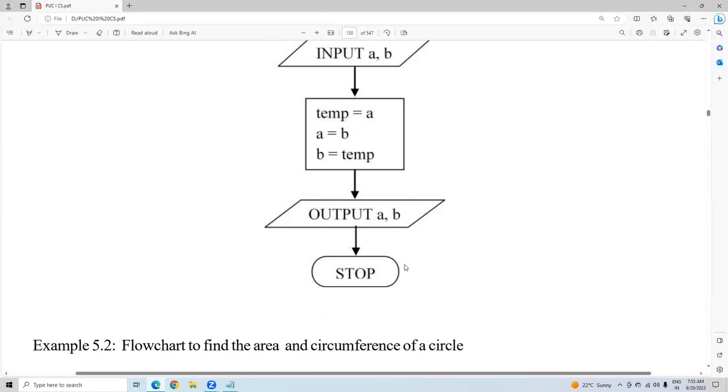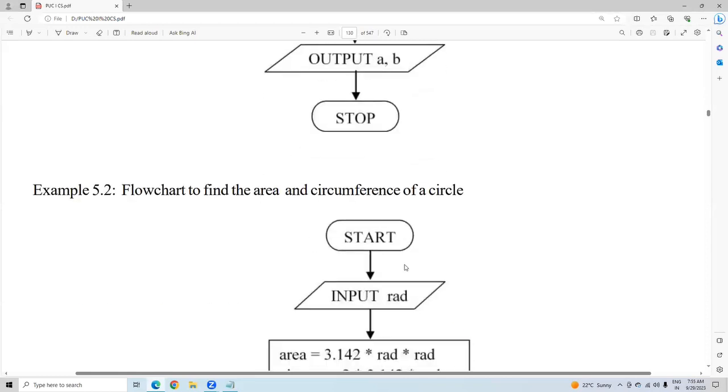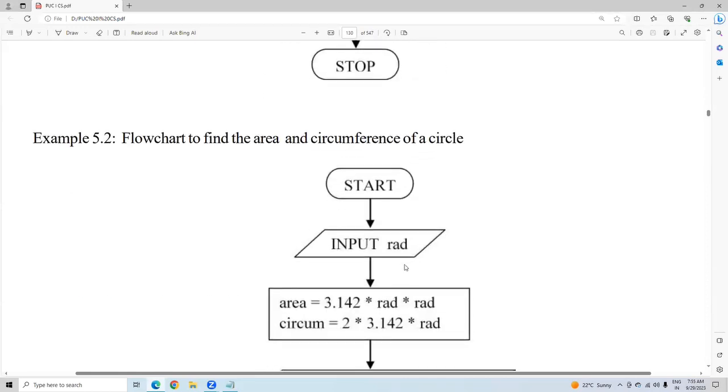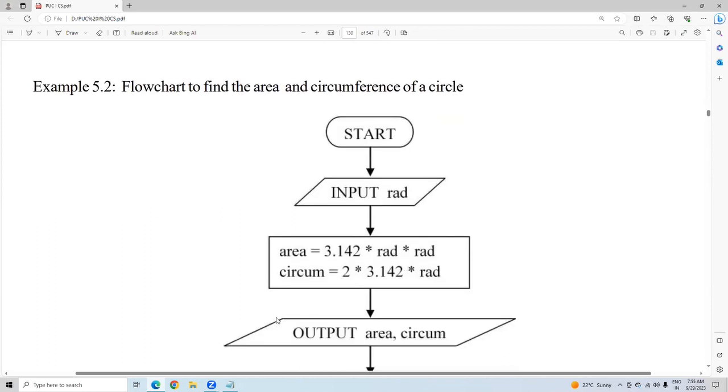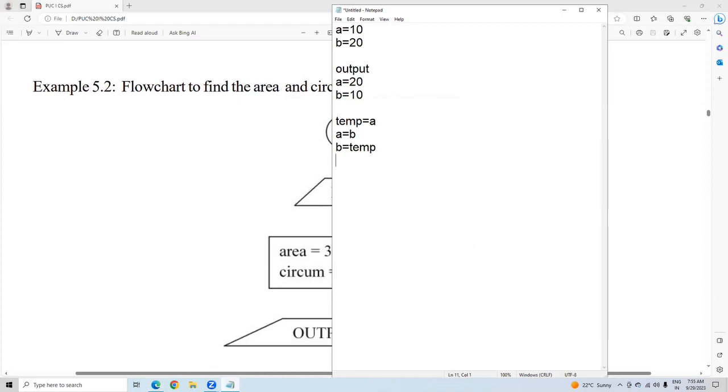Before you go to that, what you should know? Area of circle and circumference of circle formula you should know, right? So area of circle is pi r square and circumference is 2 pi r, right? So here area equal to pi means 3.142 into R into R. Circumference equal to 2 into pi into R.